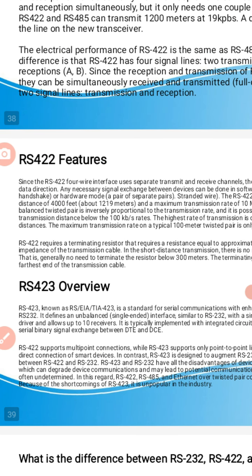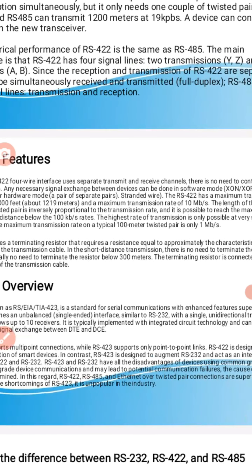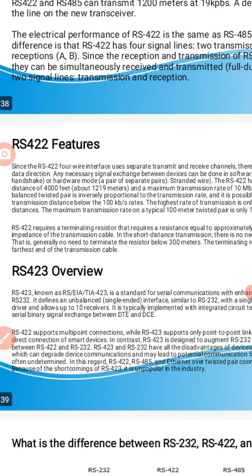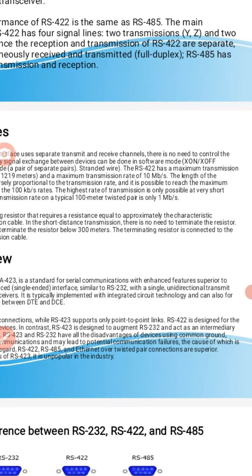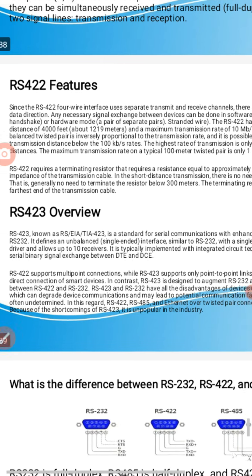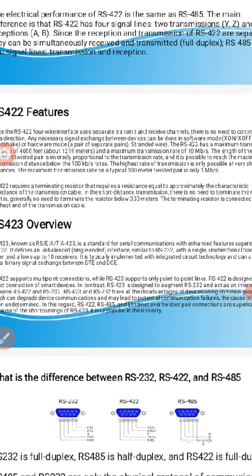The length of the balanced twisted pair is inversely proportional to the transmission rate. It means if the transmission rate is high, then the length should be less. If the transmission rate is less, then the length can be increased. It is possible to reach the maximum transmission distance below 100 kbps. The highest rate of transmission is only possible at very short distances. The maximum transmission rate on a typical 100-meter twisted pair is only 1 megabit per second.